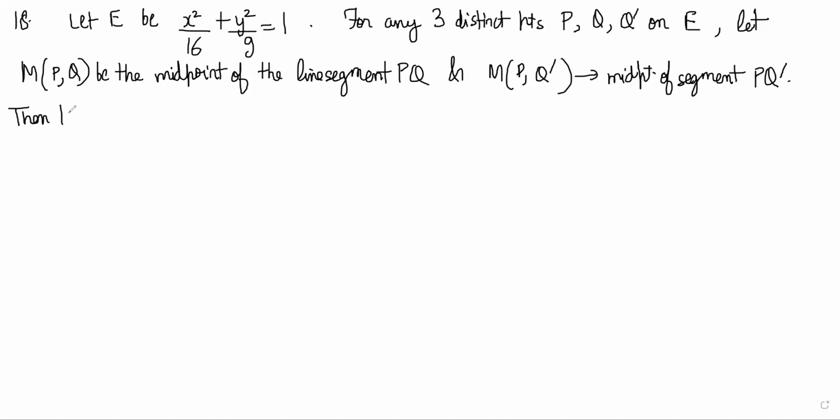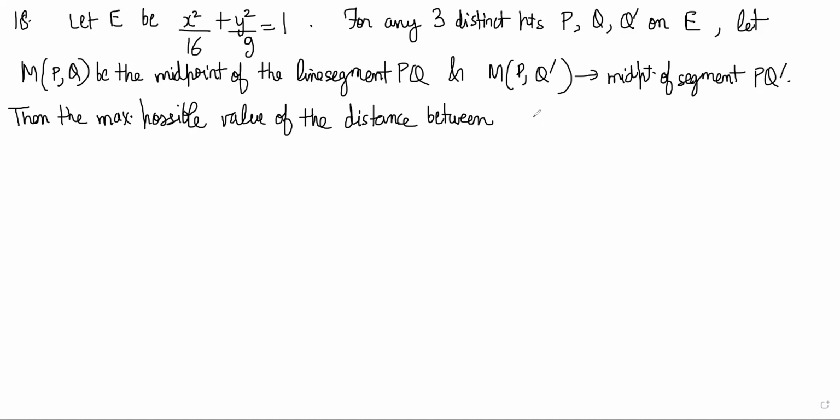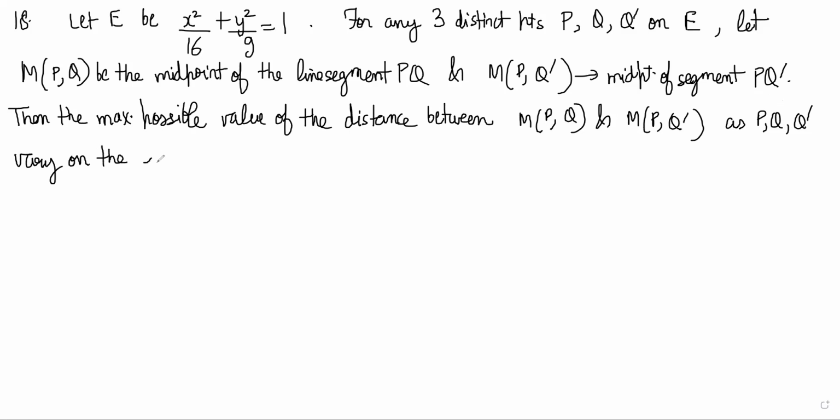Then the maximum possible value of the distance between M_PQ and M_PQ dash, as P, Q, Q dash vary on the ellipse E, is what? You understand?